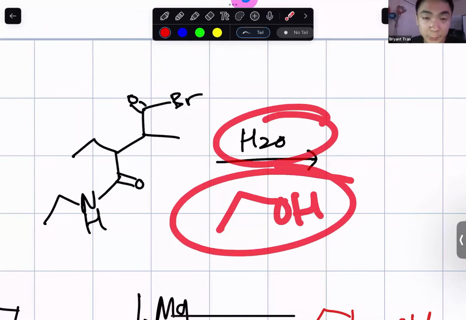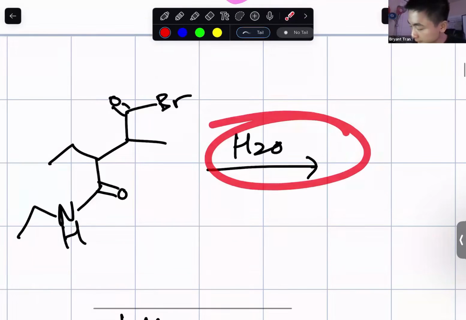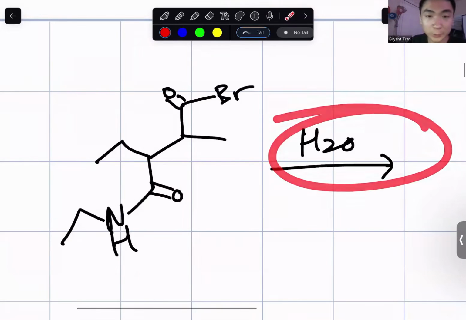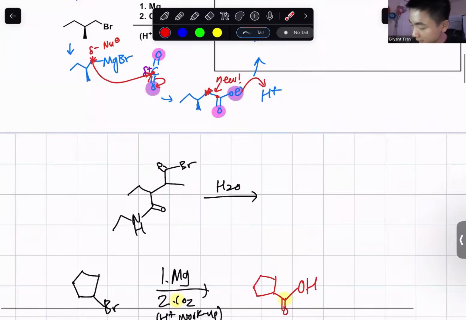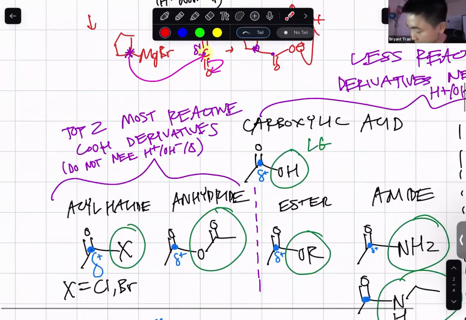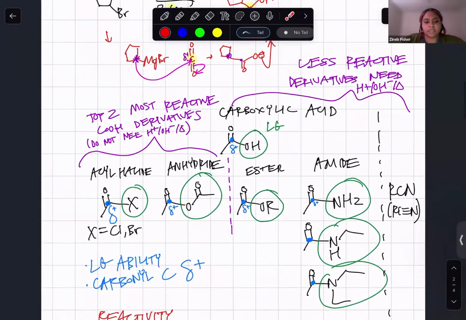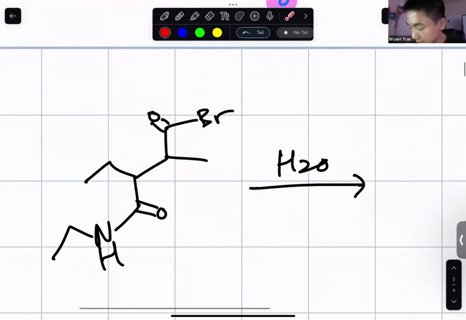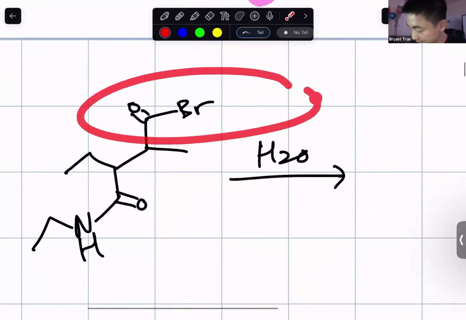We're not in acidic conditions. We're not in basic conditions. It's neutral. It's in between, right? And so if we're in neutral conditions here, the only things that could react are the top two most reactive derivatives. What were the top two most reactive derivatives? The acyl halide and the anhydride. Do you see any acyl halide or anhydride here? Is it the bromine? Yeah, this one right here.